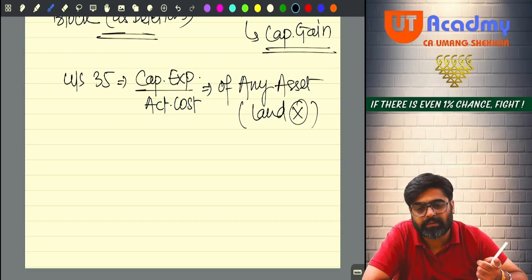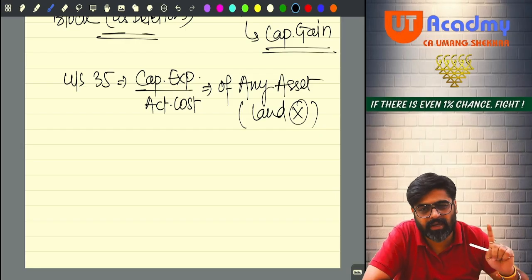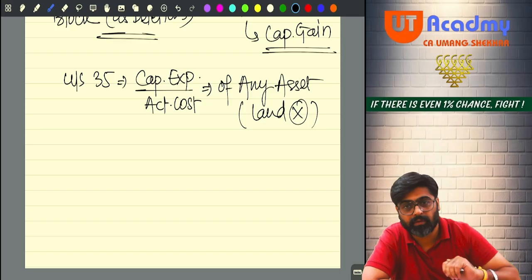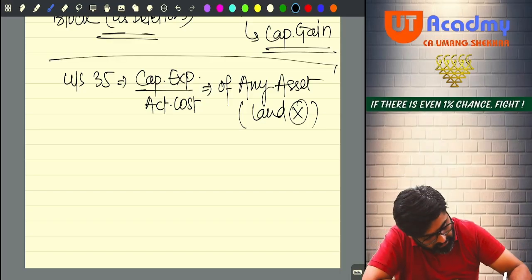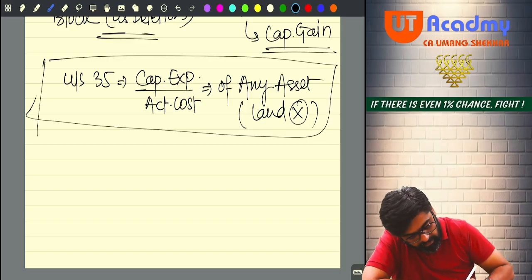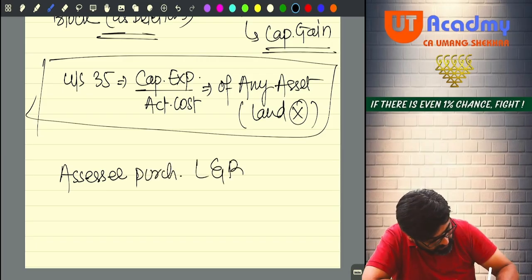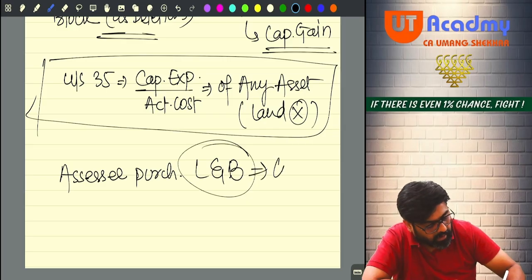So can I say cost of building is allowed? Cost of plant and machinery allowed? Cost of computer? Cost of furniture? Everything. All the assets, but not the land. But what happens? We know that this happens. But the assessee purchased or acquired land and building as a composite asset through a composite agreement. Possible?